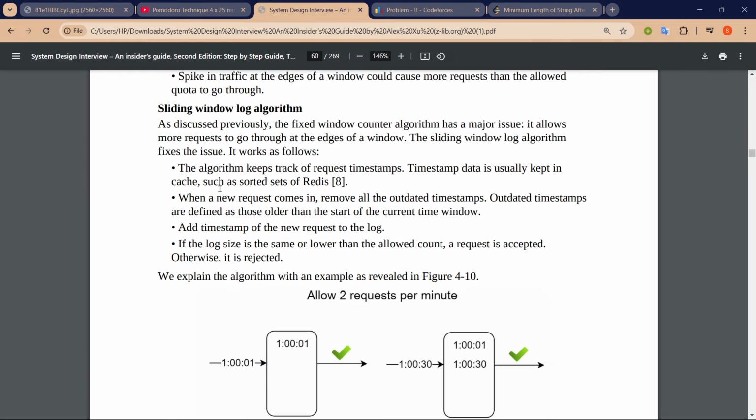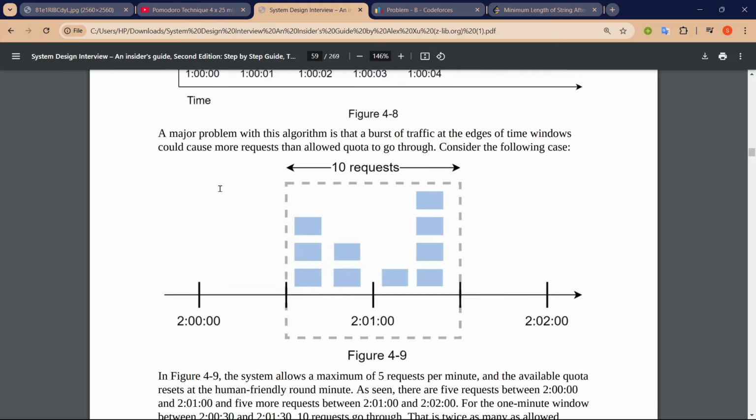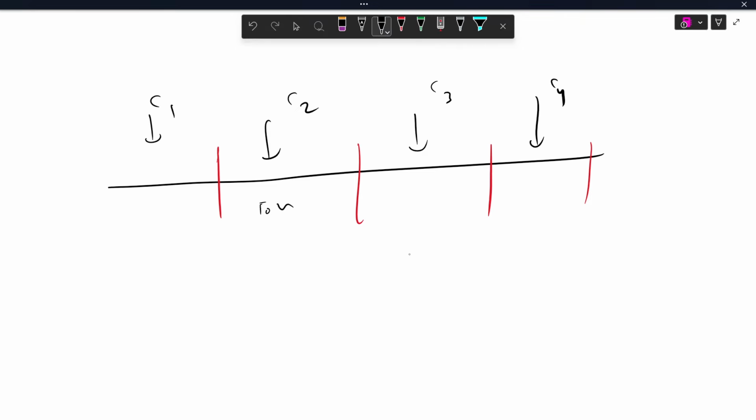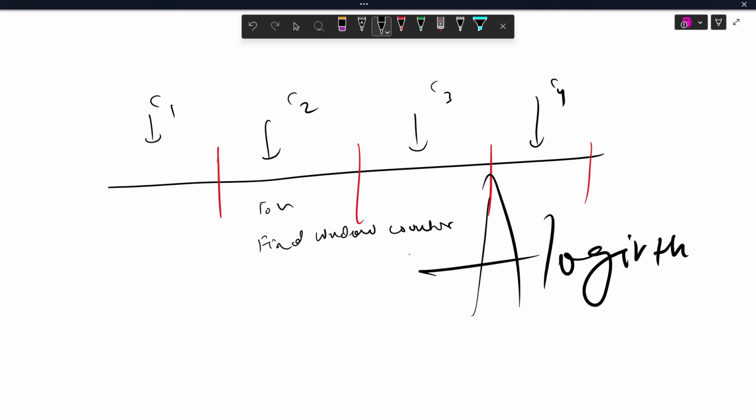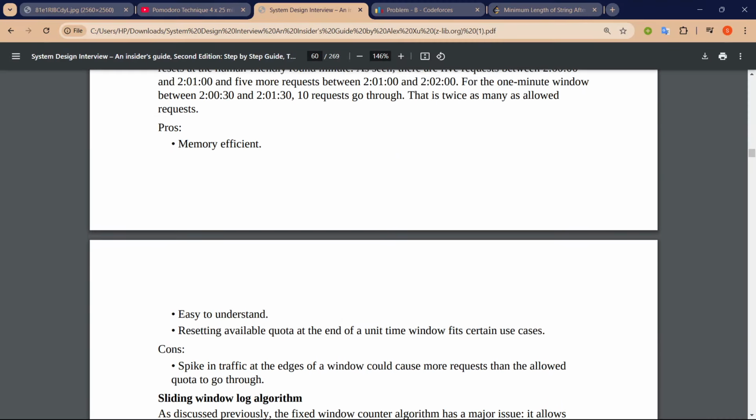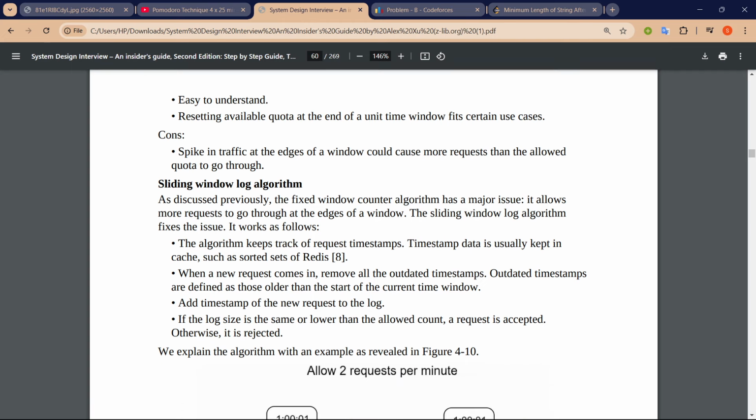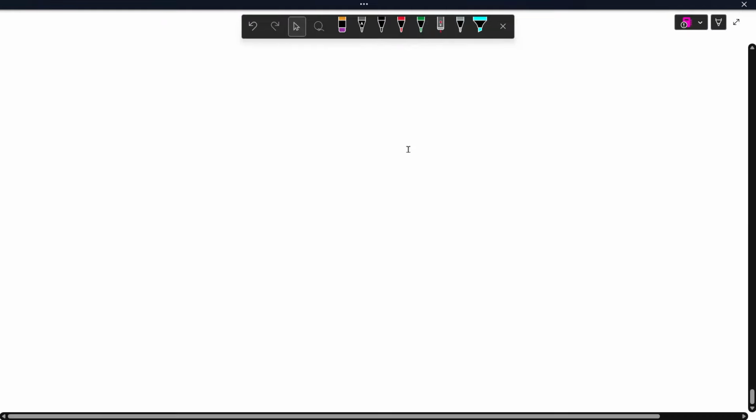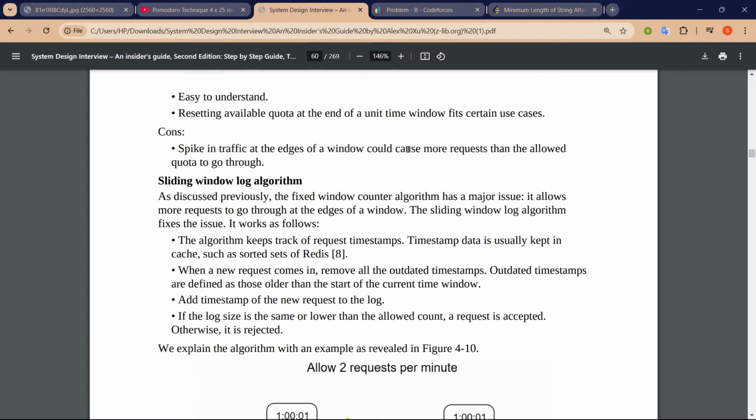Sliding window log algorithm. As discussed, wait, what was its name? Fixed window counter algorithm. So far we have done token bucket, leaking bucket, fixed window counter algorithm. Oh my god, I misspelled this. That is embarrassing. Okay. This one is the sliding window log algorithm. This was the window counter algorithm, right? Right. Fixed window. Oh my god. Fixed window counter algorithm. This one is the sliding window one.